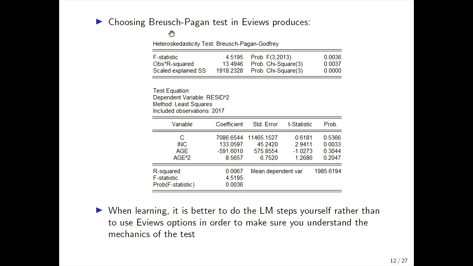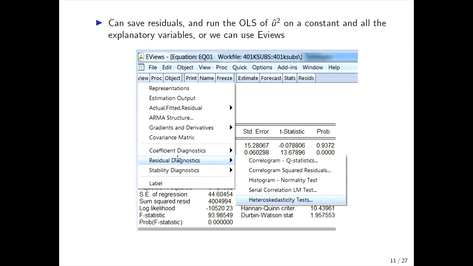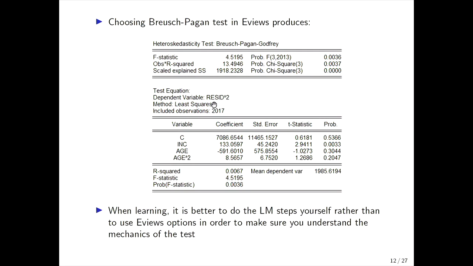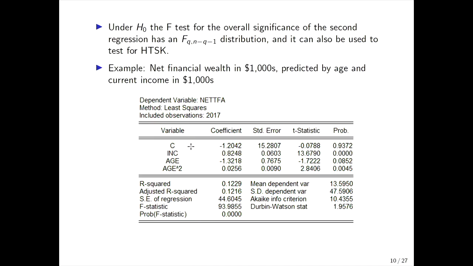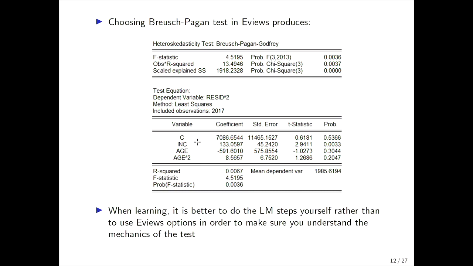Now, when you do this test in EViews, notice that these are the regressors that were used at step two. So you see this is the output from the step two regression, where the dependent variable is the squared residuals. So again, in case you've forgotten, at step one, we estimate our linear regression model and get the OLS residuals. Then at step two, we regress the residuals squared on our Zs. So here, the Zs that have been chosen by EViews are the regressors from step one: income, age, and age squared. And here, at step two, she's chosen as her Z variables income, age, and age squared.